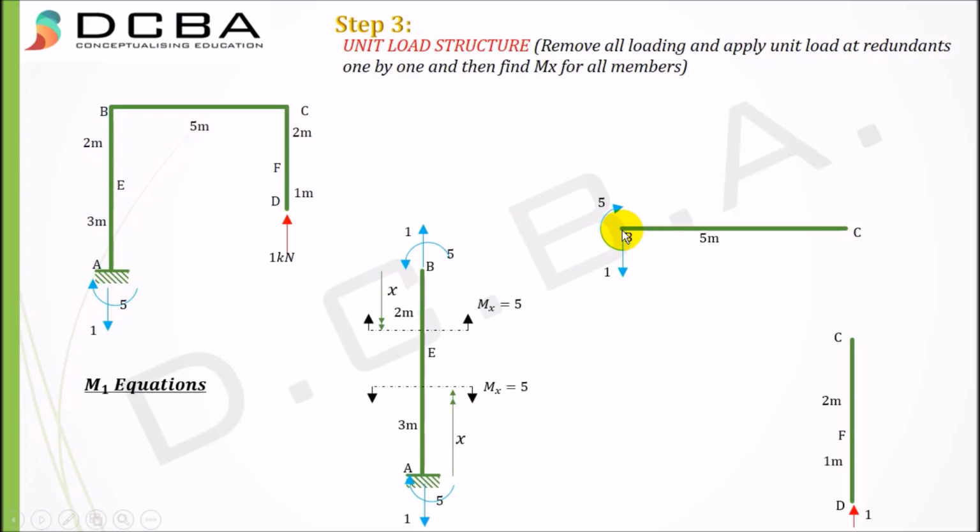Translating these reactions on this point, I get 1 downwards and 5 clockwise. The reactions here would be 1 upwards and no moment, right? If you calculate, this is plus 5 and this is minus 1 into 5, that is 0. Taking x from here, I get Mx equal to 1 into x, that is x. Translating this reaction here, and again taking x from point D, I get Mx equal to 0. Again taking x from the same point for member FC, I get Mx equal to 0. So I got the M1 equations. Earlier I got M0 equations.